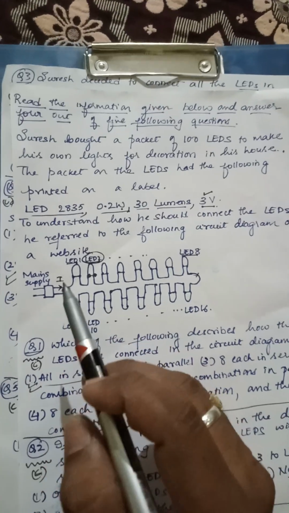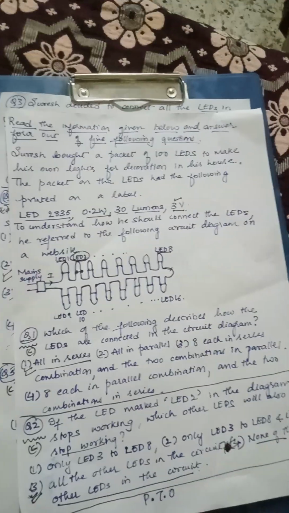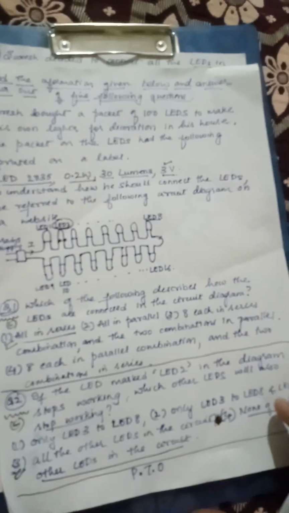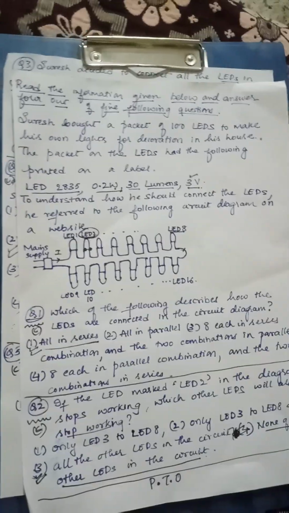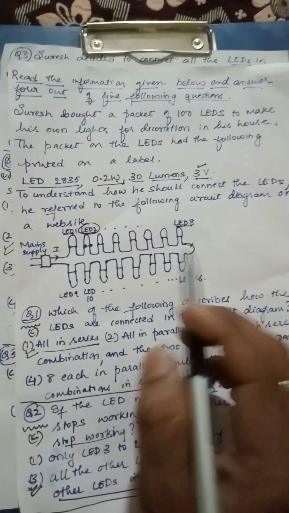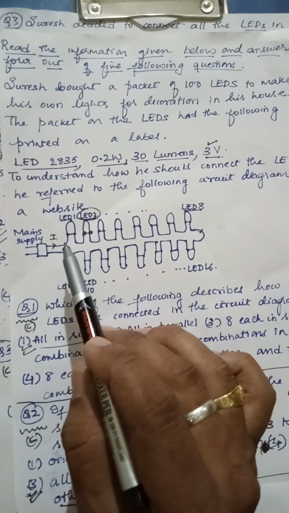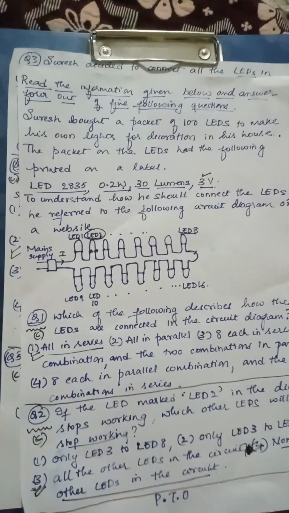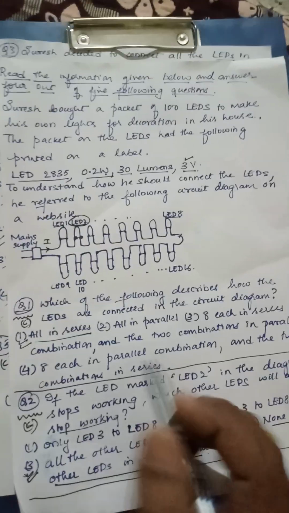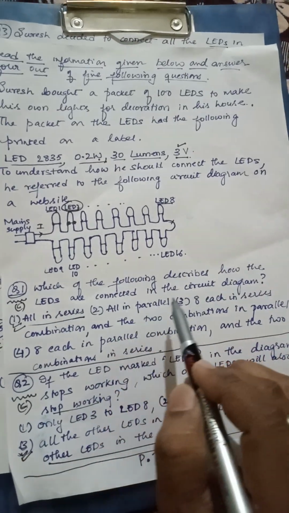He wanted to use these LEDs for decoration purpose. So he referred to a website to know how these LEDs should be connected so that they can be used for decoration. In the website it was given that the LEDs for decoration purpose should be connected in this way. This is a diagram showing how the LEDs must be connected. Now there are 5 questions following this. The first question asks which of the following describes how the LEDs are connected in the circuit diagram.